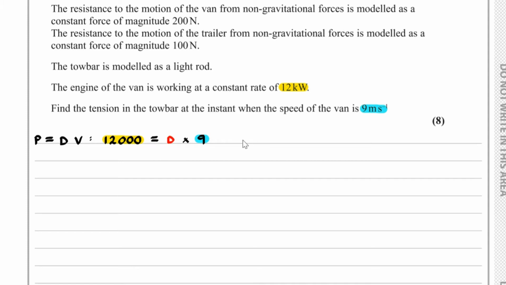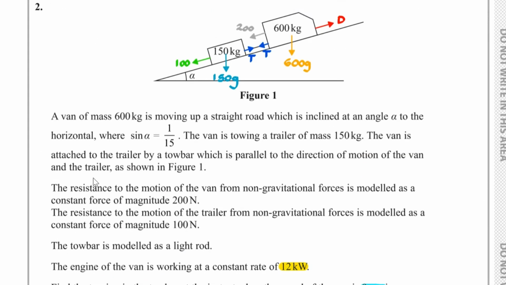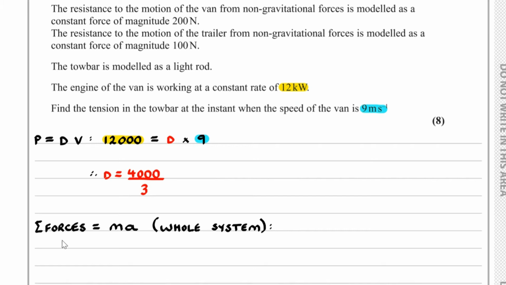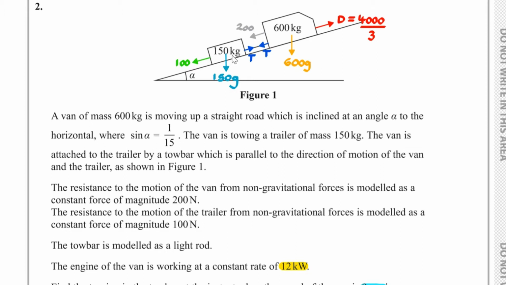And so therefore, if we attempt to solve for D, you will find D to equal 12,000 divided by 9, which is 4,000 over 3. So therefore, we have D, which is equal to 4,000 over 3. Using the sum of the forces is equal to the mass times the acceleration for the whole system, we can find out the acceleration, and then from that we can consider either the van or the trailer to find out T.